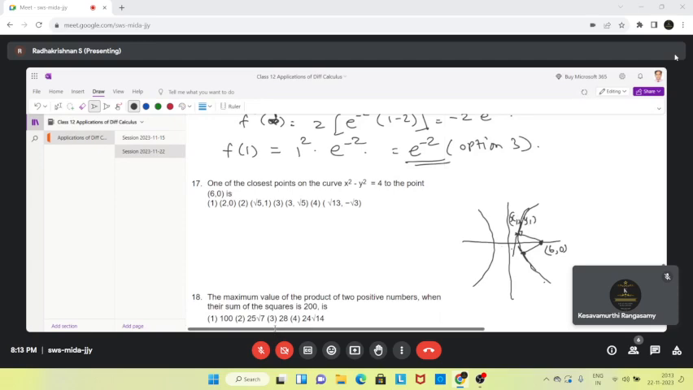Okay. So what is the slope of the tangent at this point? The equation of the curve is x square minus y square equal to 4. Okay, so differentiate with respect to x: 2x minus 2y dy/dx equal to 0.